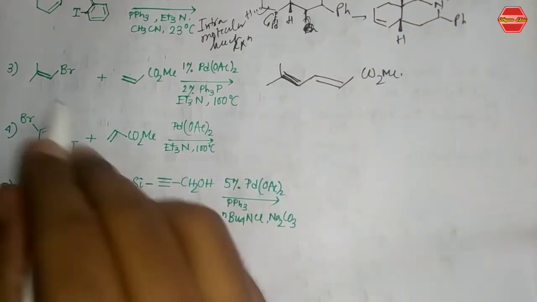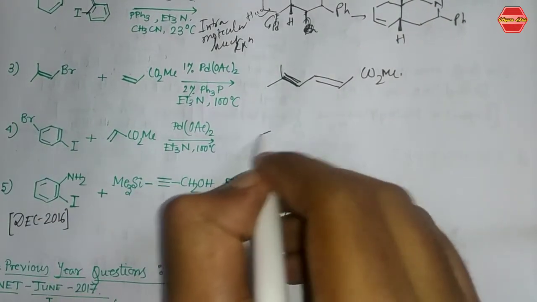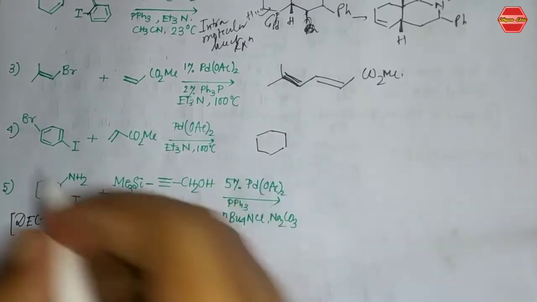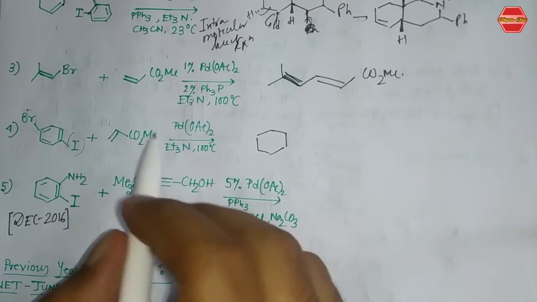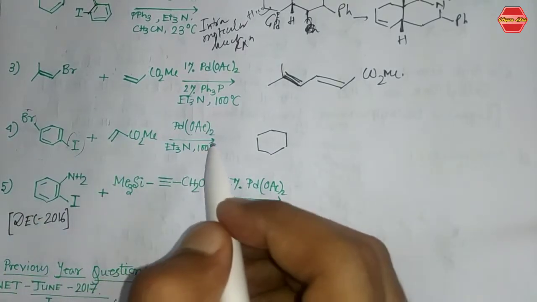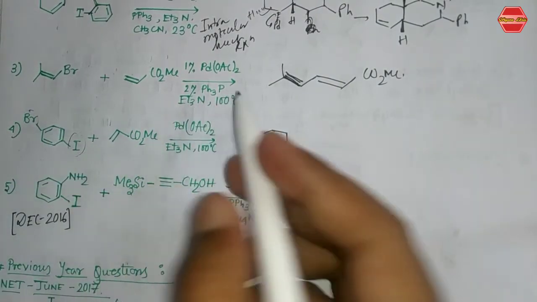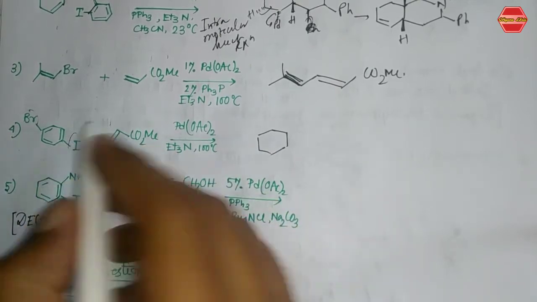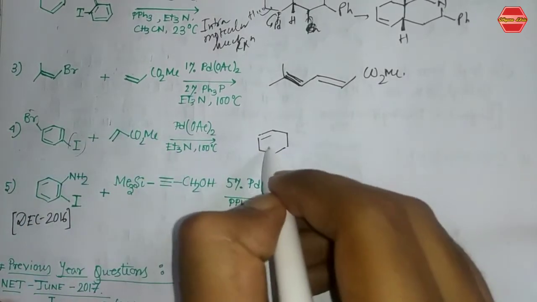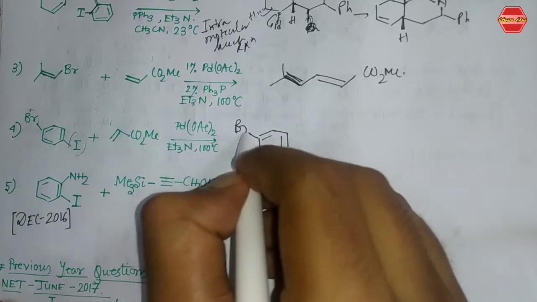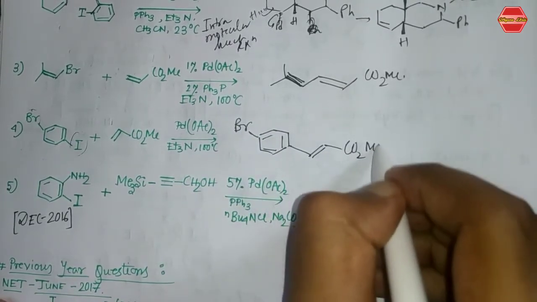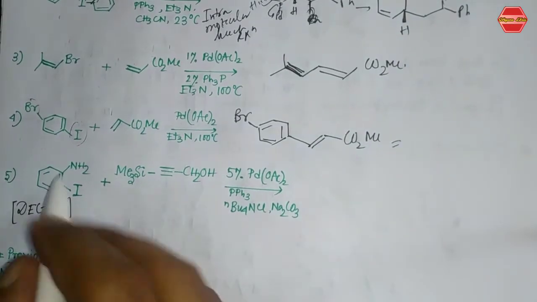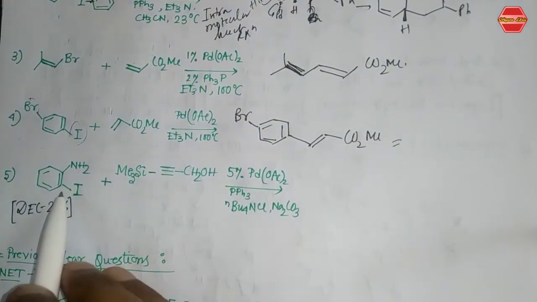Now next comes this one. Now we can see over here that you have the Br and iodide, and I already told you that iodine has a greater reactivity compared to bromine in the Heck coupling reactions. So this iodine will first react with this complex of this compound, and you are getting this kind of product, right? Now let's see this one. Now this is a previous year question as well.